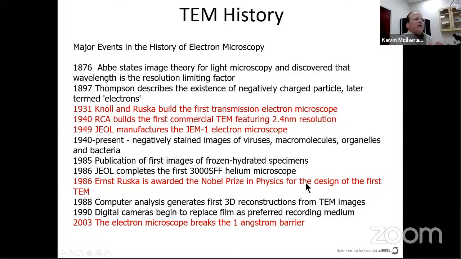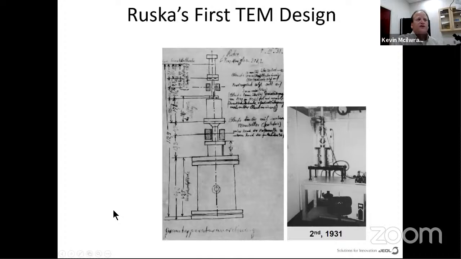Now if we look at the history, I just want to focus on the key things. In 1931, Max Knoll and Ernst Ruska built the first transmission microscope. It wasn't until 1940 that RCA built the first commercial TEM, with a resolution of 2.4 nanometers. My company, JEOL, started manufacturing the JEM-1 in 1949. Then in 1986, Ernst Ruska was awarded the Nobel Prize in Physics for the design of the first electron microscope. And in 2003, the electron microscope broke the one angstrom barrier. It's weird, you see these periods in history where things accelerated really rapidly. The last 10 years, there's a lot going on, and I'll show you what's happening. Now, you can look at this first TEM design. It looks like it was just drawn up on a piece of paper.